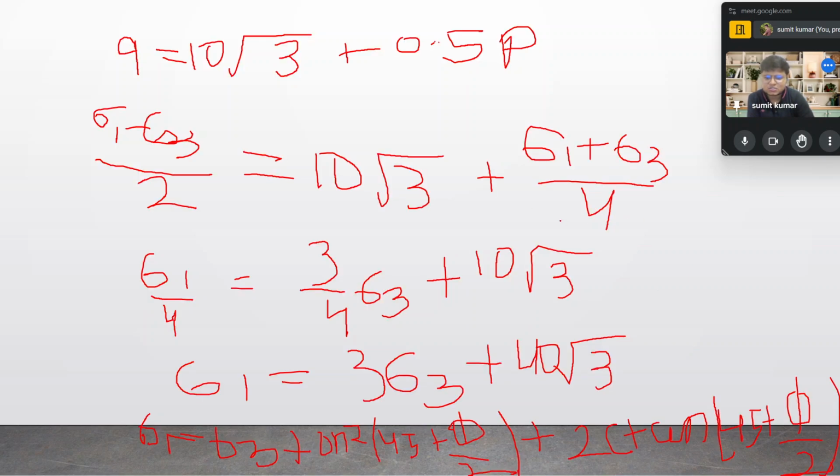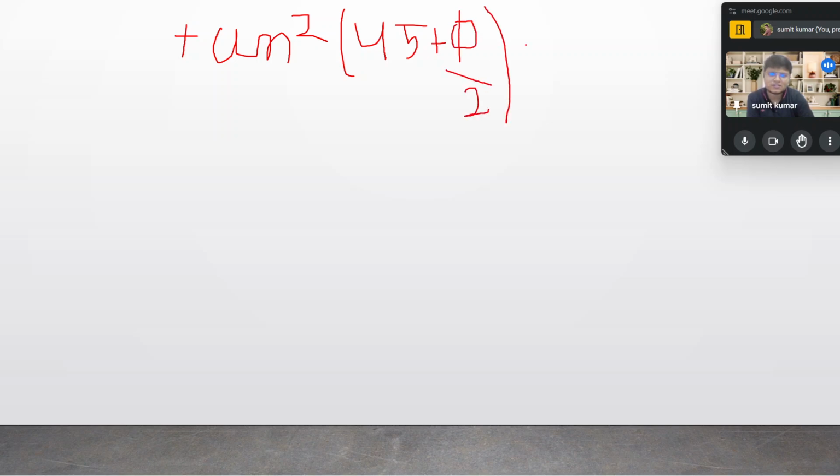So we will write tan square (45 plus phi by 2) is equal to 3. When we solve it, we get to know phi is equal to, okay, I will use the calculator for a while and then I will tell you the answer. Give me a minute.